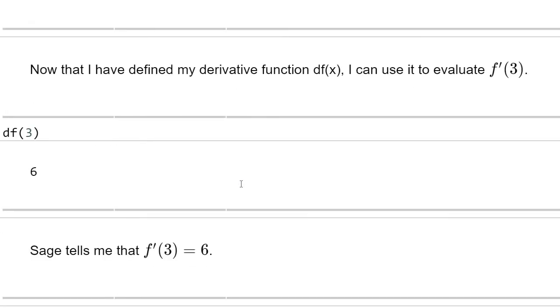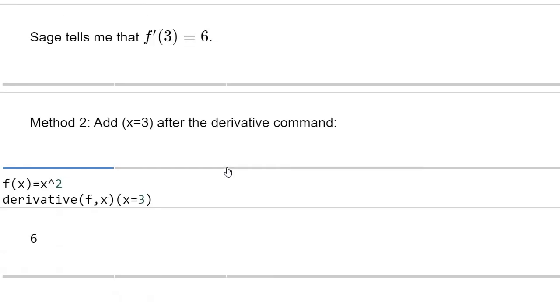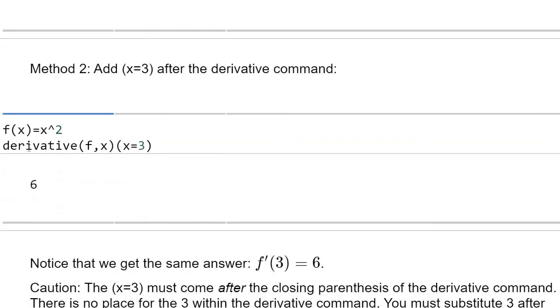Now that I have my derivative function defined, I can plug in x equals 3 using normal function notation. So df of 3 is f prime of 3, and the answer is 6. Here's the second way. In the second way, you put the derivative command, just like before. That produces the answer 2 times x. And then this little business with parentheses says, now substitute in that expression 2 times x, substitute x equals 3. And you get 6. So it calculates this just like above, and then it substitutes afterwards.